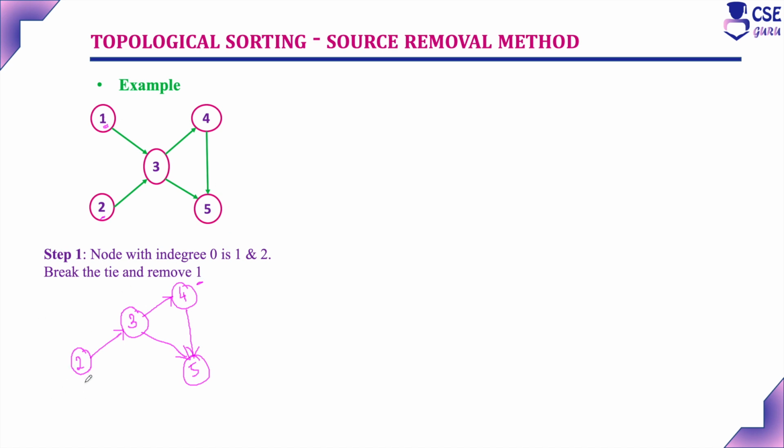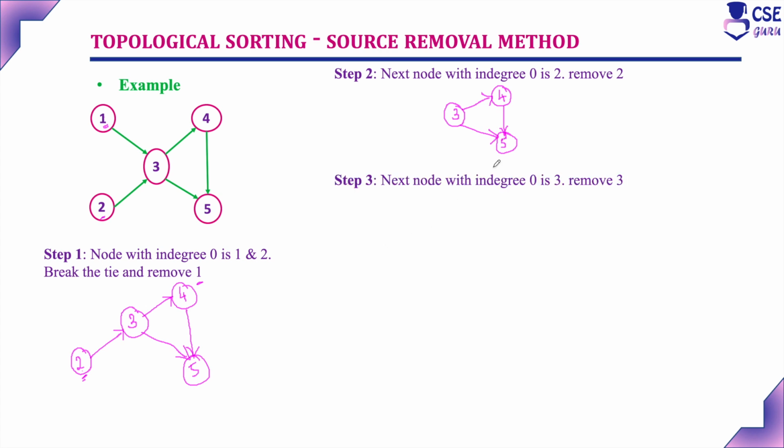Next, check the next vertex with in-degree 0, which is vertex 2. So the next step, remove vertex 2 along with its outgoing edge, and the graph will be like this. Only 3, 4 and 5 will be there along with their edges. Next step, identify the next node with in-degree 0. That is vertex 3. Remove vertex 3 along with its outgoing edges. Here, after removing 3, you will get vertices 4 and 5.